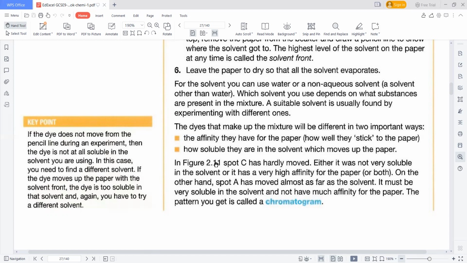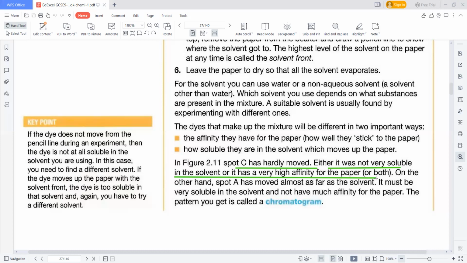Now, here would be point number C. It has hardly moved. You can assume that this could be a solute or a sample which is facing quite a hurdle to move upward. Why? There could be two reasons. Either it was not very soluble in the solvent, because the solvent was unable to carry that dye forcefully, or it might have high affinity for the paper, or both.